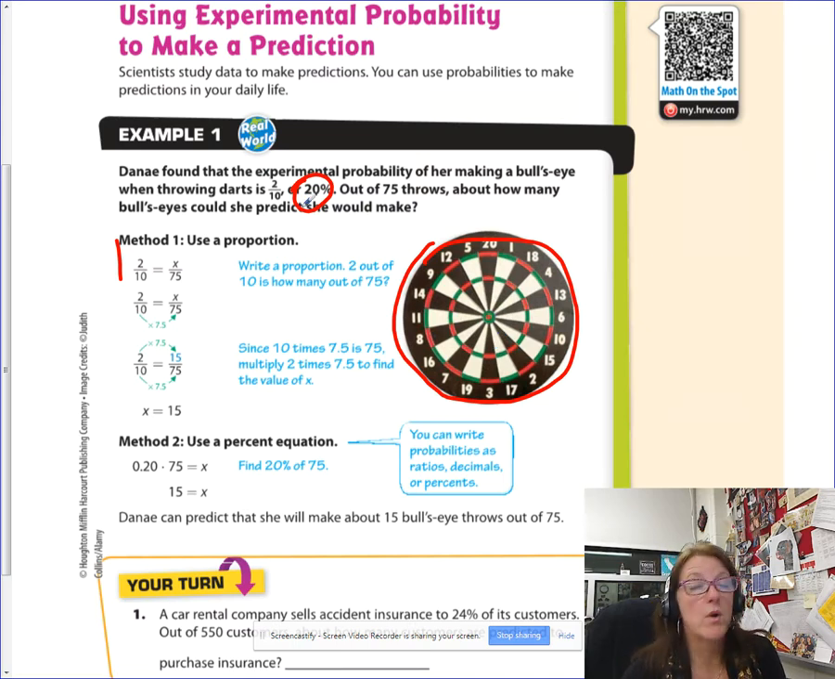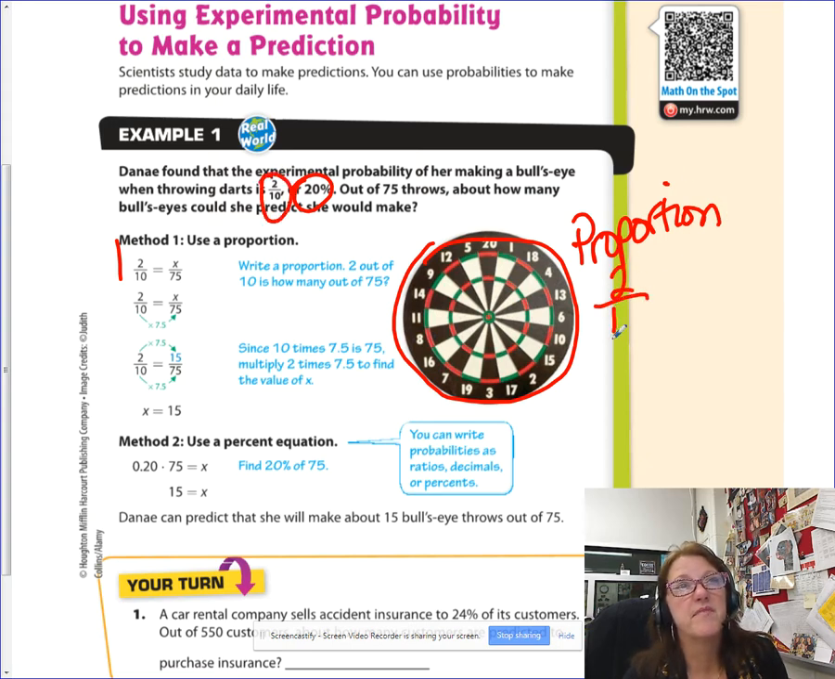So 20%, that's her experimental probability. So they're asking you, if she had 75 throws, what is our estimate of her number of bullseyes out of those 75 throws? So you have two ways you can go about this. One is using the proportion way. And when I say that, you're going to stick with the fraction 2 out of 10. So 2 bullseyes out of 10 tries will equal, I don't know how many bullseyes out of 75 tries.